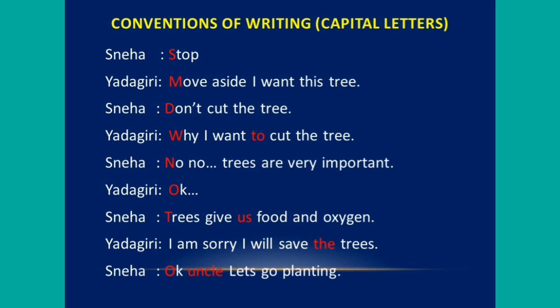So what do you think now? We have replaced all the small letters at the beginning of the sentences with capital letters. Stop, capital S here, beginning of the sentence. Move aside, capital M. Don't cut, again, capital D, beginning of the sentence. Why? Again, capital letter W. No, capital letter. Okay. Then here, trees, capital letter. The last one, okay, uncle, O, capital letter. Let's move on.